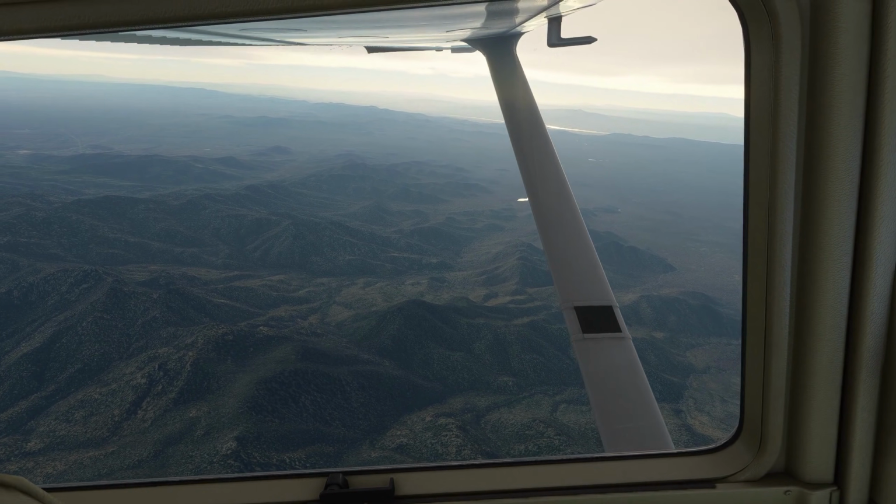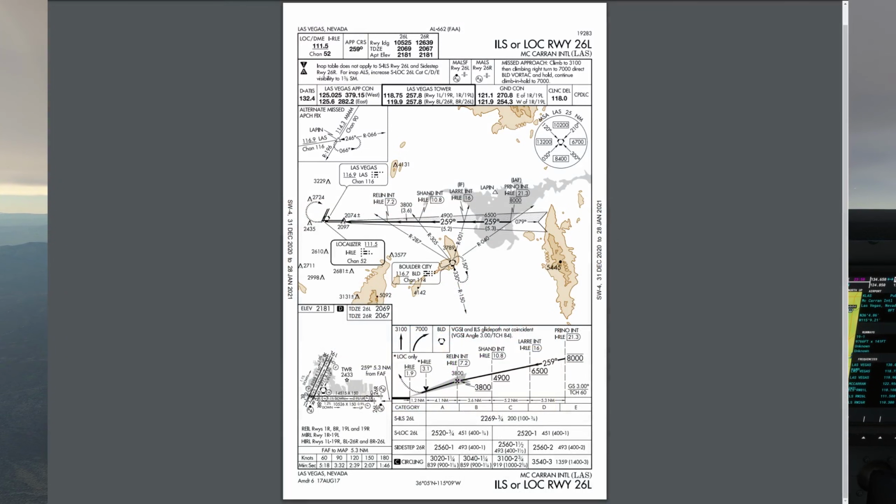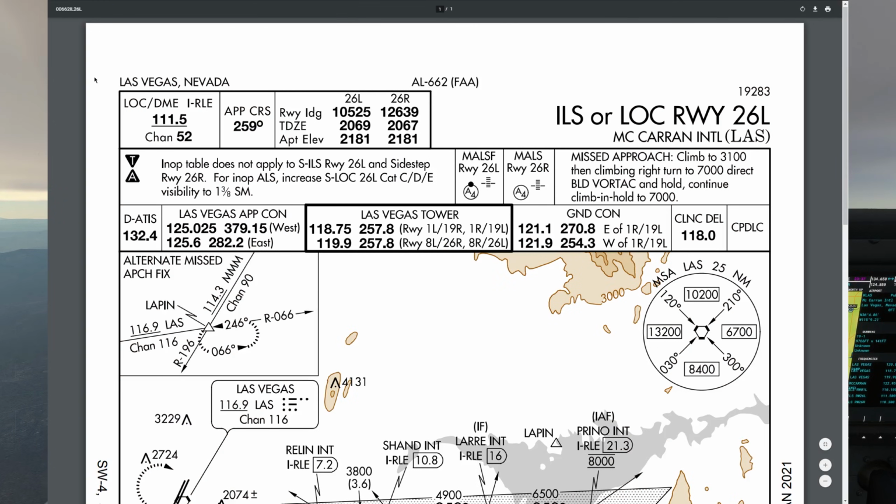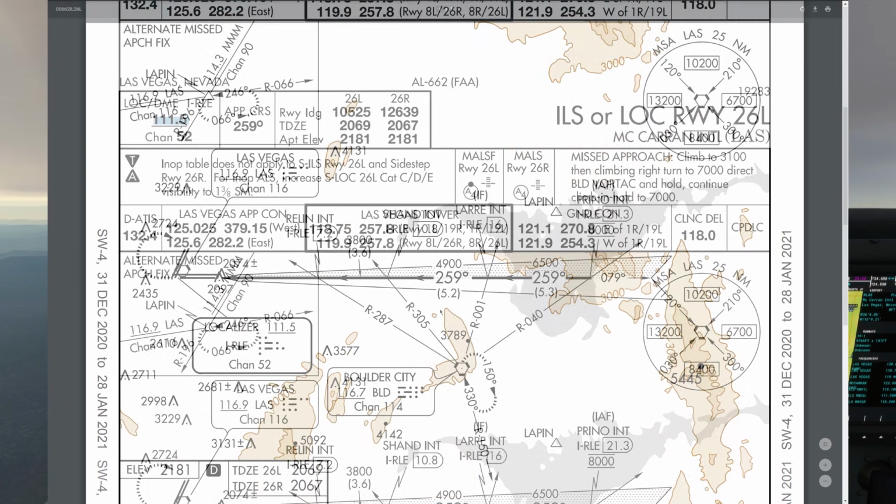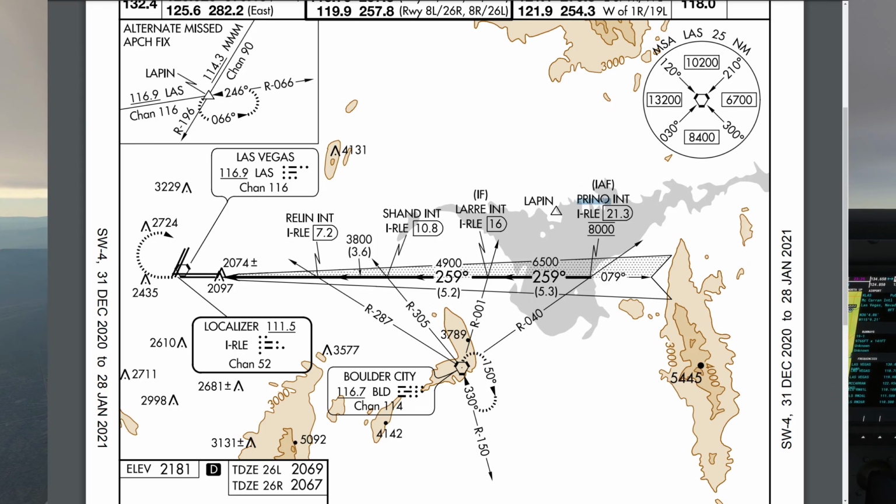All right, so I've gone ahead and brought up the approach plate for the ILS runway 26 left at McCarran. And so we can see the localizer frequency up here, 111.5. And then here we can see Preno. This is the waypoint that we're heading to. And you can see we need to be at 8,000 feet when we get to Preno.